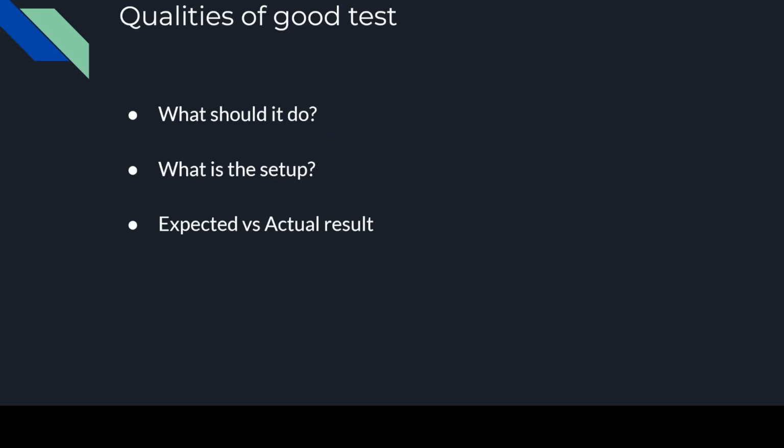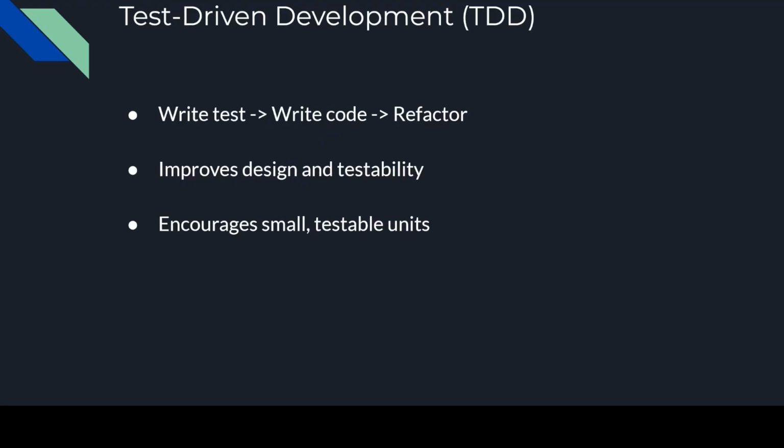Alright, so let's now get a little bit into test-driven development. One of the most powerful uses of unit testing is test-driven development, or TDD. This methodology flips the usual development process on its head. In TDD, you start by writing a failing test before you even write any code. This test defines the behavior you want. Then you write the minimum amount of code necessary to make the test pass. Finally, you refactor the code while making sure the test continues to pass. This is often described as the red-green refactor cycle.